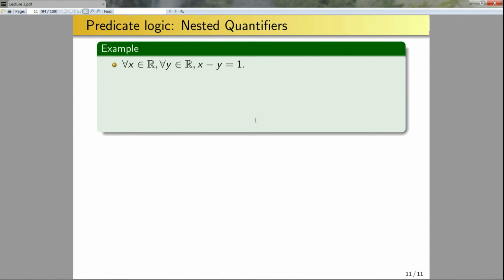So finally, we can nest quantifiers. So let's examine all the possible nested quantifiers that I can have for two quantifiers.